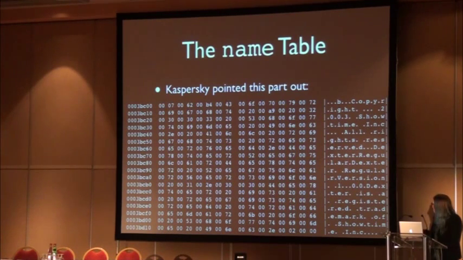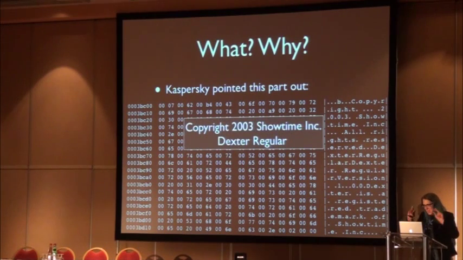The other weird thing is that the moment you actually look at this font in a hex dump, you'll immediately notice this giant block of Unicode in the middle, which is the name table, which is where the copyright information is usually kept. For this particular font, it says that the name of this font is Dexter Regular, copyright 2003 Showtime Inc. Nobody knows why it says this. There's no actual real font of this name. And I don't know, if you have any theories, let me know.